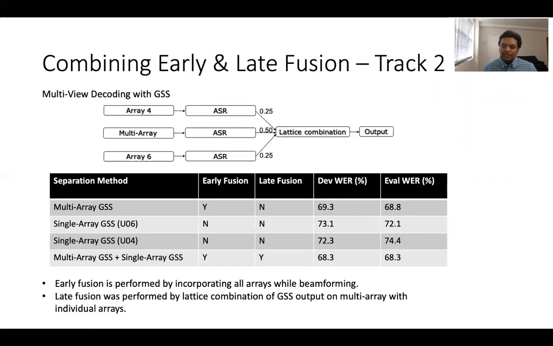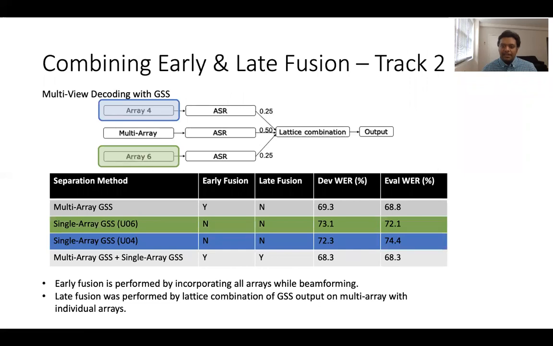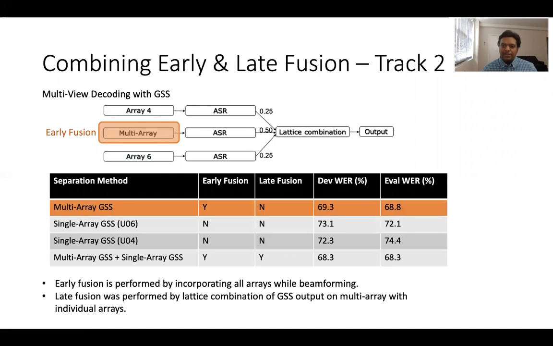Given the enhanced output of GSS, we perform multi-view decoding. We try 2 types of fusion, early and late fusion. Highlighted are the results obtained using single array GSS. Early fusion can be performed by incorporating all arrays while beamforming. And here we see a significant improvement.